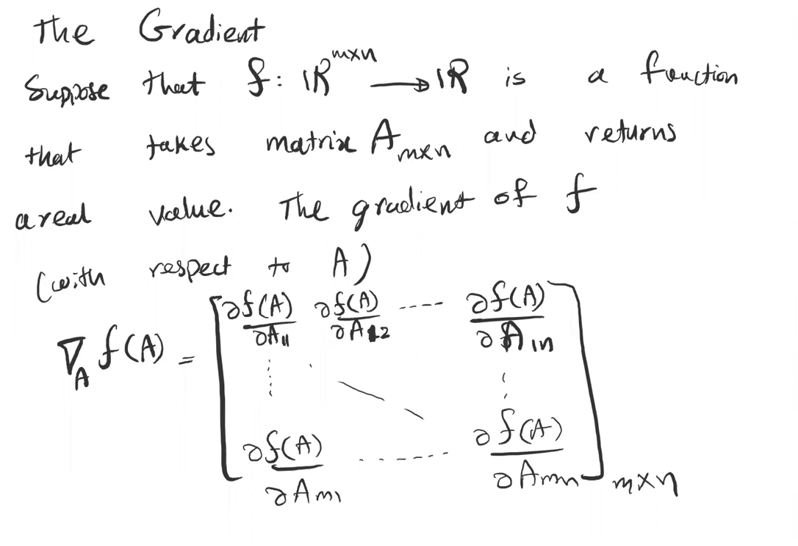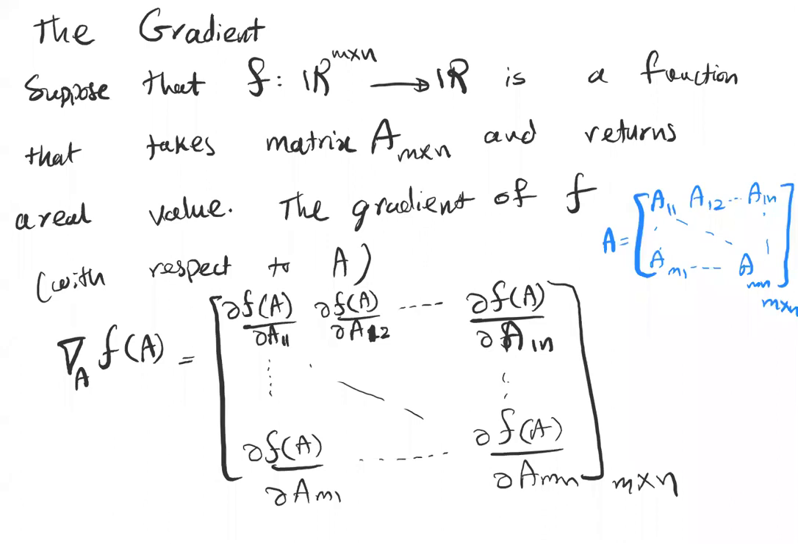Let me write down A here just to have an idea of how it looks. A11, A12, A1n, Am1, Amn. So A is also n by n. So this is the gradient of function f with respect to matrix A.